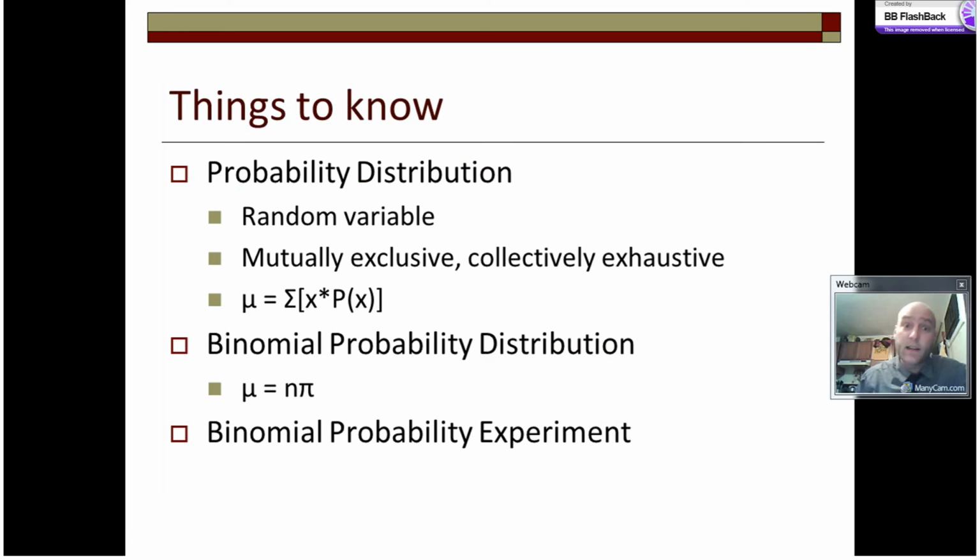Things we're going to talk about today: what a probability distribution is, along with defining some of the necessary components, like what a random variable is, again coming back to mutual exclusivity and collective exhaustiveness. We're also going to look at a formula real quick, about calculating a mean, otherwise known as an expected value. We're then going to look at a specific type of probability distribution, in this case the binomial probability distribution. We're also going to look at how to expand that to an entire binomial probability experiment.